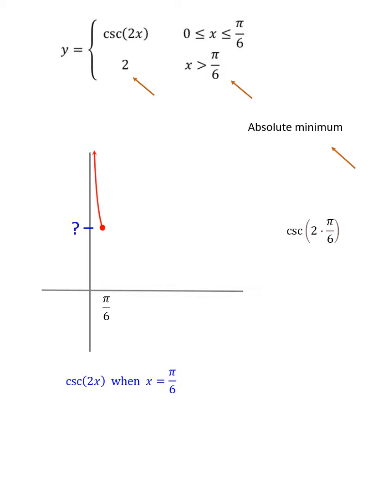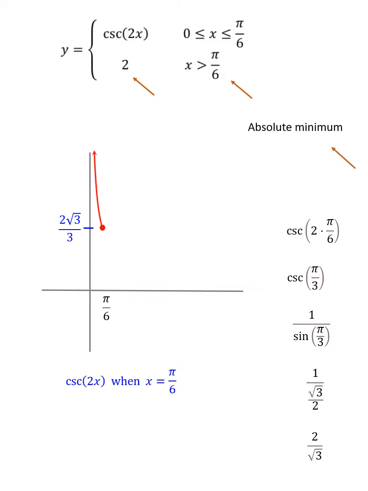I can find that by plugging in pi over 6 to the cosecant of 2x function. I did the algebra. Hit pause if you want to analyze that further. But the important point here is that that question mark on the y-axis has a value of 2 over radical 3. I could rationalize the denominator like this if I wanted to. But the question still remains, where is 2 relative to that? Is 2 above that or is 2 below that?